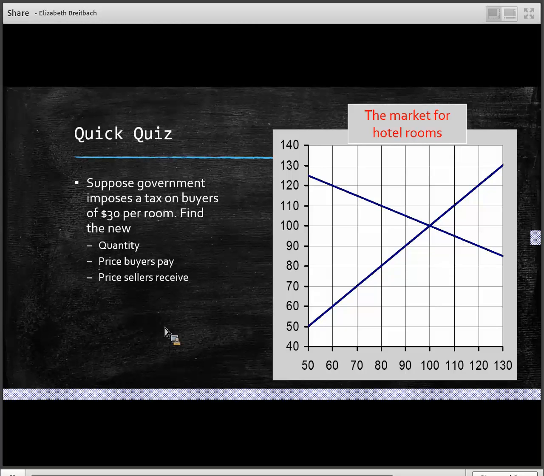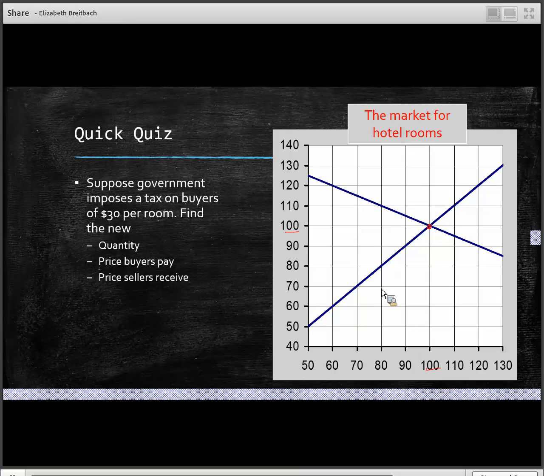We start out with an equilibrium price of 100 and an equilibrium quantity of 100. Let's label that as P, and let's put this as Q. Now we have a $30 tax, and when we do our tax, remember the price buyers pay. Sorry, this doesn't have a supply curve label or a demand curve label.